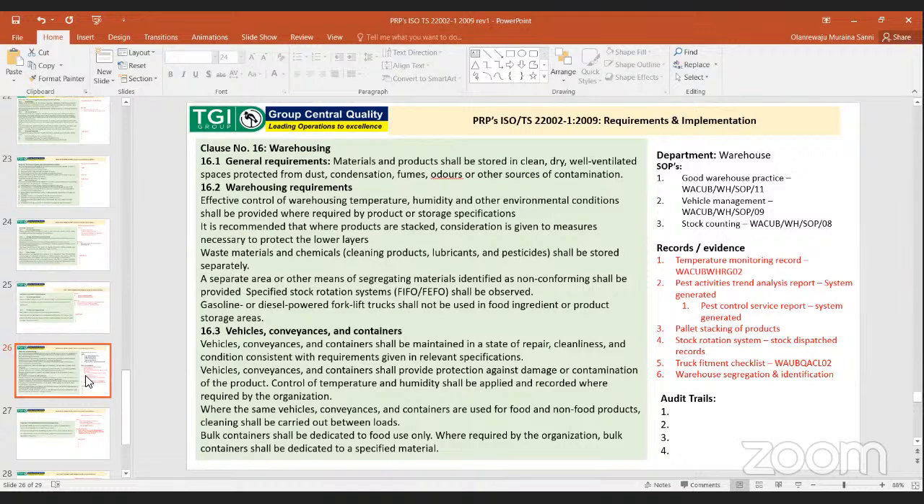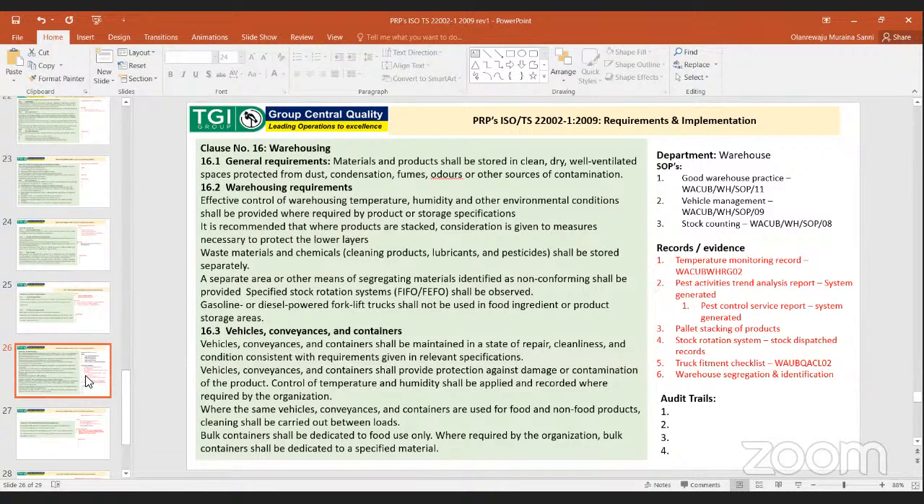Waste material and chemical cleaning products, lubricants, and pesticides shall be stored separately. A separate area or other means of segregation for material identified as non-conforming shall be provided. Specified stock rotation, either FIFO or FEFO, shall be observed. Gasoline or diesel trucks shall not be used in food ingredient or food product storage. Vehicles, conveyors, and containers shall be maintained in a state of repair, cleanliness, and condition consistent with requirements given in the relevant specification.